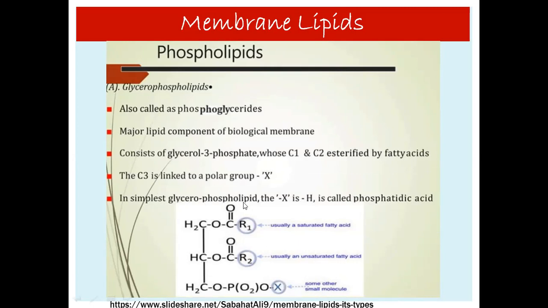In the simplest glycerophospholipid, X is hydrogen and it is called phosphatidic acid. So what is phosphatidic acid? It is the simplest form of glycerophospholipid. What is glycerophospholipid? One type of membrane lipid. Phosphatidic acid is the simplest form when this particular X is hydrogen.